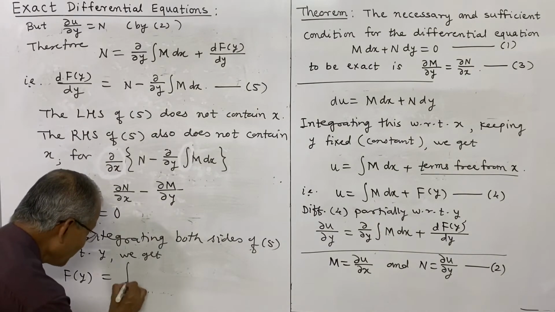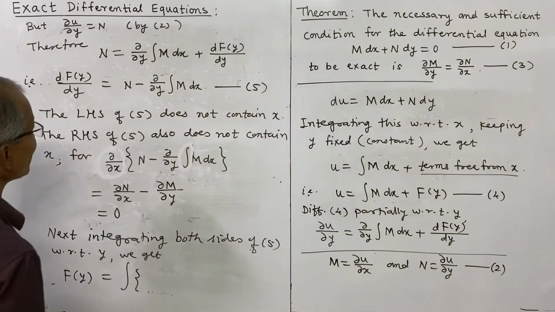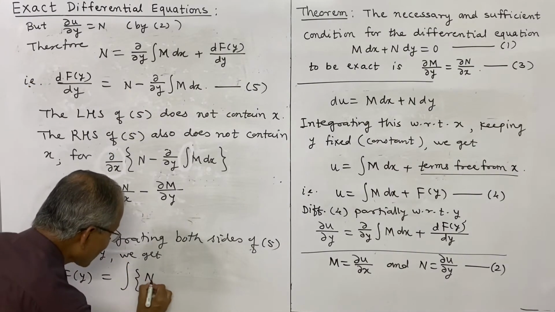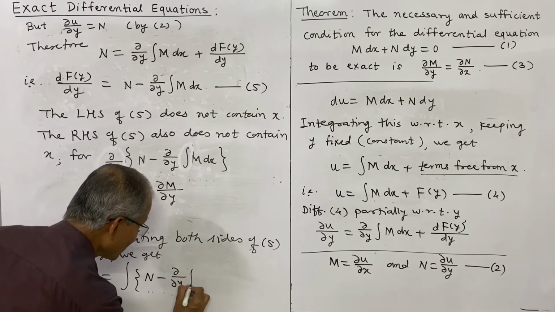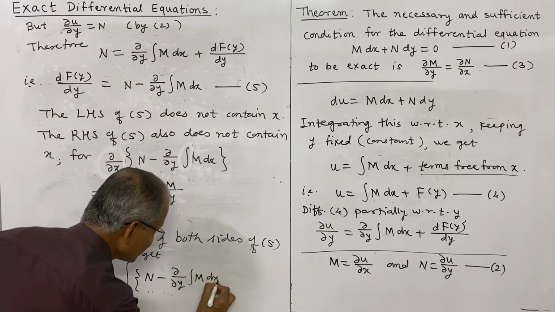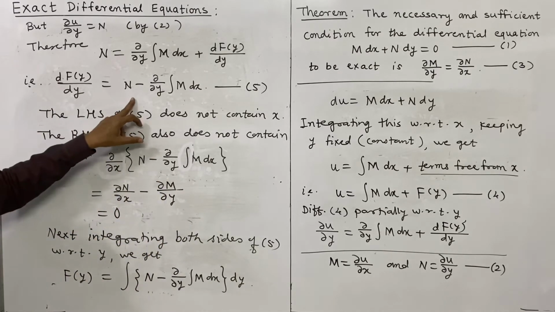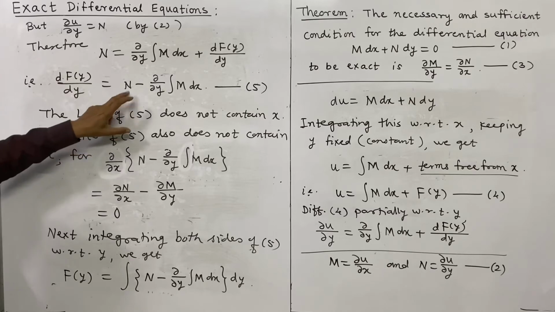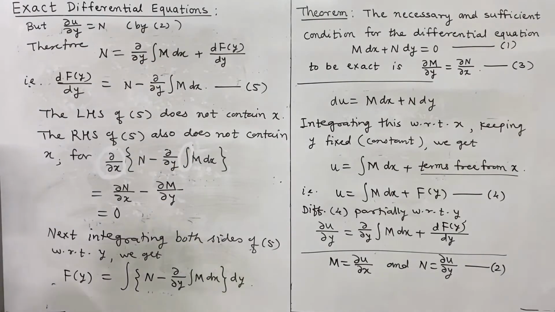here we shall keep the same expression in bracket and integrate this with respect to y, that is integral n minus dou by dou y of integral m dx into dy. So this is the right side. The left side is only f of y, and the right side is the integral of the right side with respect to y. So this value of f of y we have obtained.